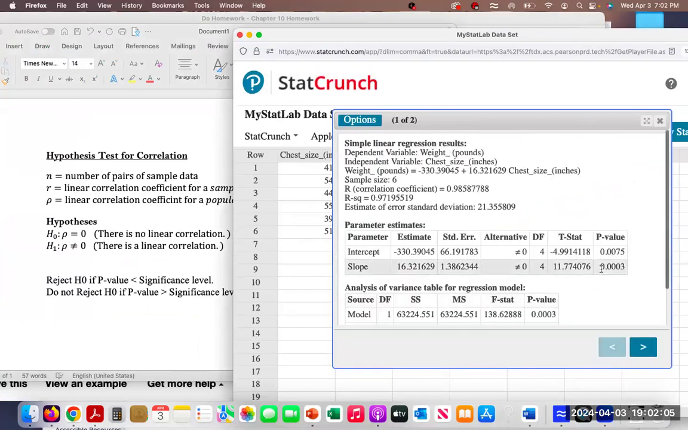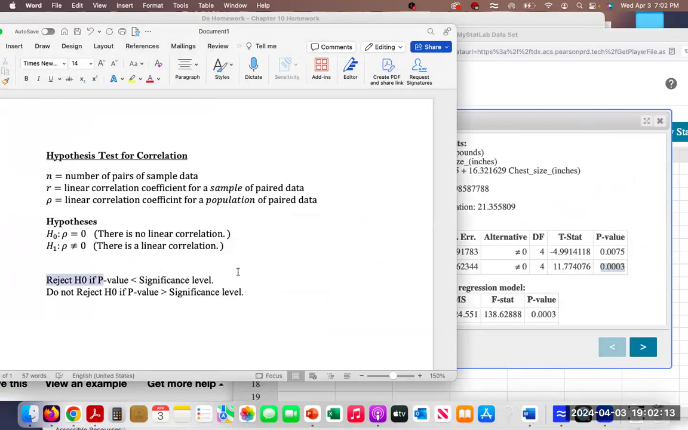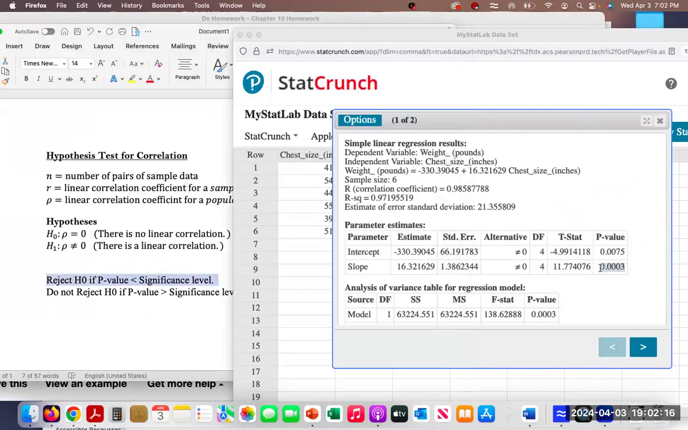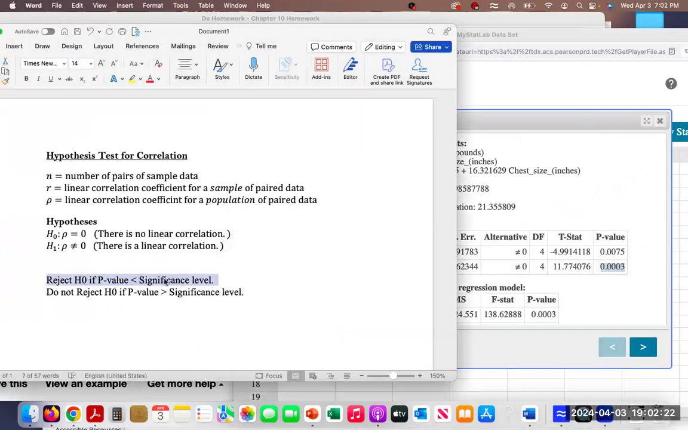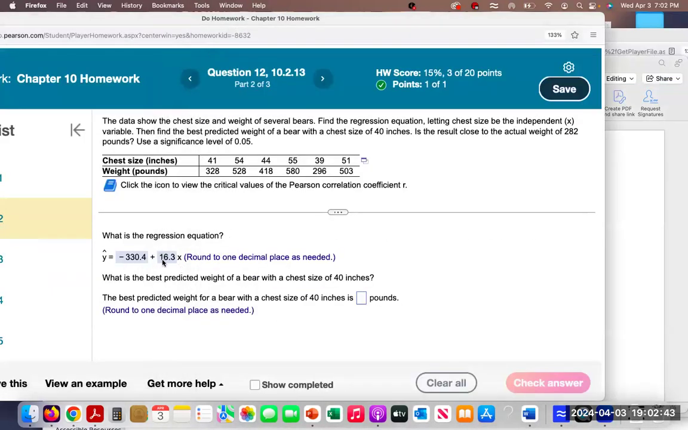So let's take a look at our p-value, which is 0.0003, which is smaller than significance level of 0.05, which means we're going to reject the null. And we're looking at the p-value based on the slope. So since our p-value is less than significance level, then that means we're rejecting the null. So we have enough evidence to support the alternate hypothesis, which says that there is a linear correlation. So since there's a linear correlation between the two variables, we can use the regression equation as a predictor. So that means we can plug into our regression equation to make a prediction.